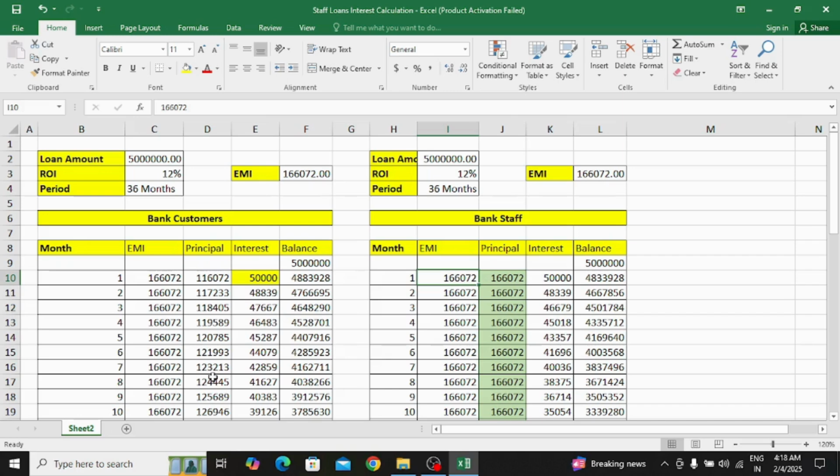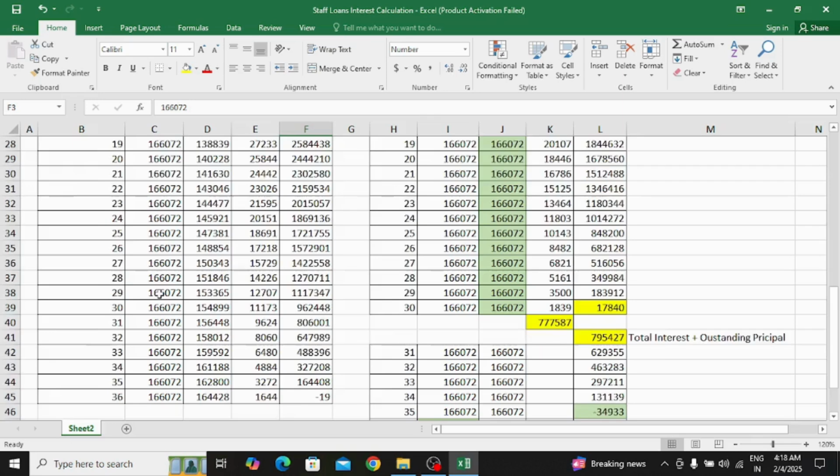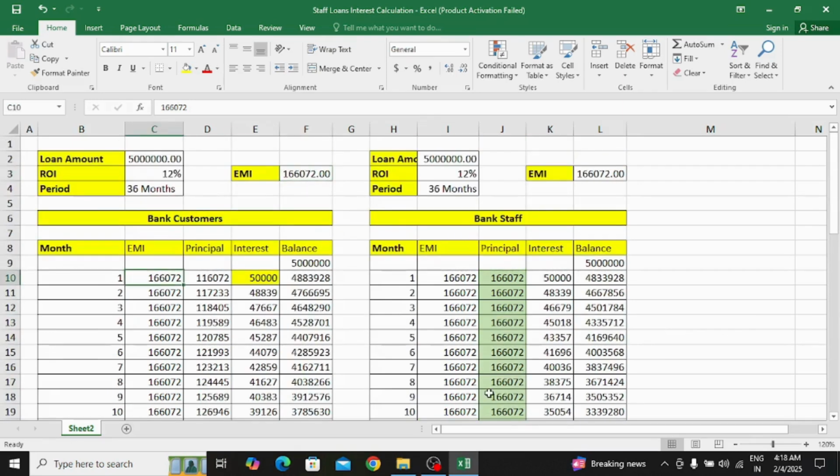So I have taken a small example, 50 lakh rupees, rate of interest is 12%, and period is 36 months. So I calculated the EMI, it is coming as 1,66,072 rupees. So this period is 36 months. The customer has paid the first EMI in the first month, 1,66,000. 50 lakhs is the loan amount. So 12% yearly, 1% monthly, the interest is 50,000.